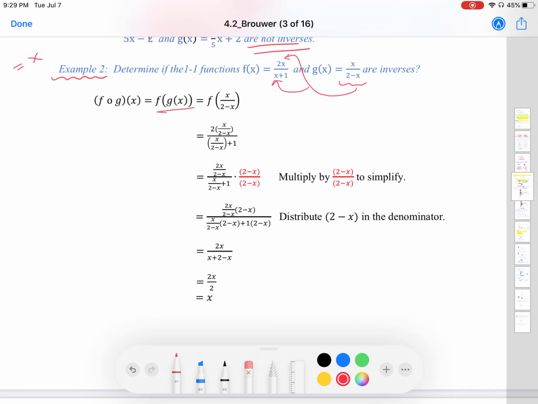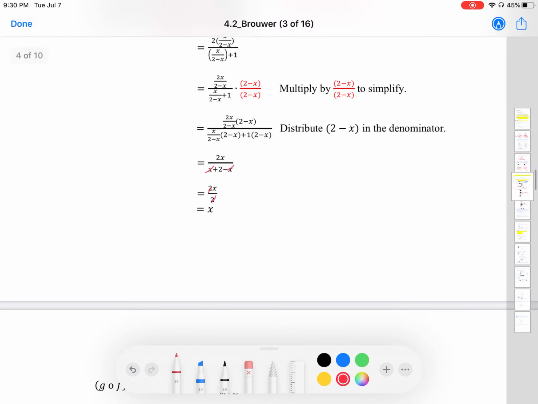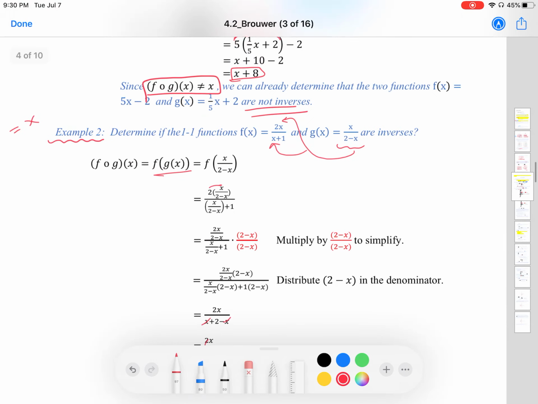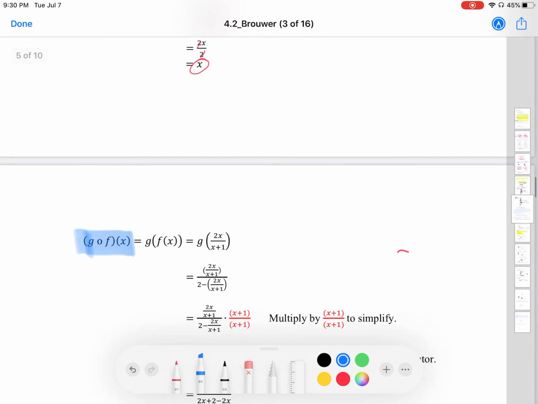Right, we have this here. All right, now we go ahead and we multiply it in, and we get a common denominator. And then we're left with this here, and then things start working out really nicely to where you're just left with your x. Remember, you have to do it twice. You have to do it for f composed of g, and g composed of f.